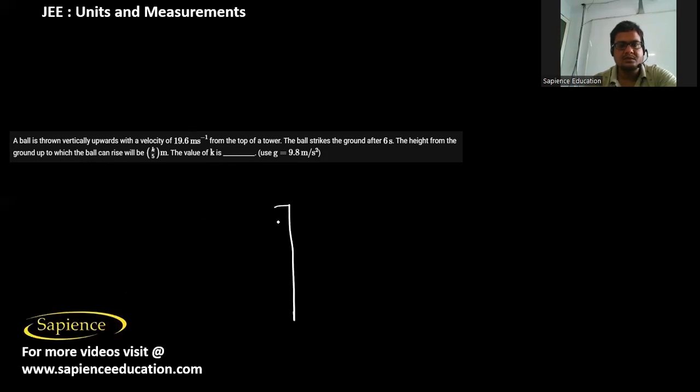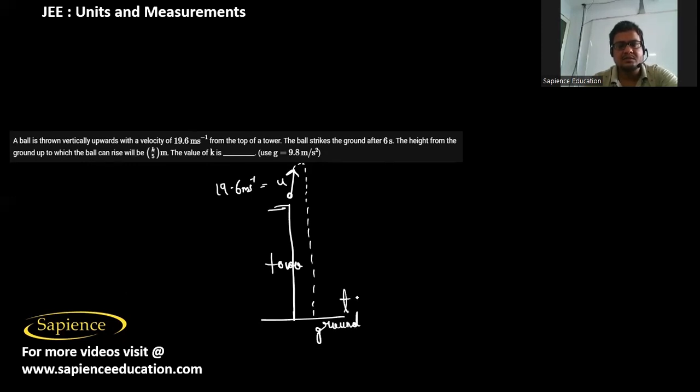So let's say this is the tower, and from the top one ball is thrown vertically upwards with initial velocity u, which is 19.6 meter per second. The ball strikes the ground after 6 seconds, means at t equal to 6, and it is thrown at t equal to 0. The height from the ground up to which the ball can rise, means this height has been asked.